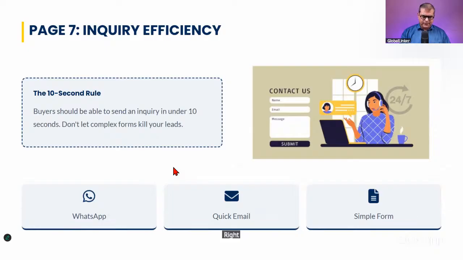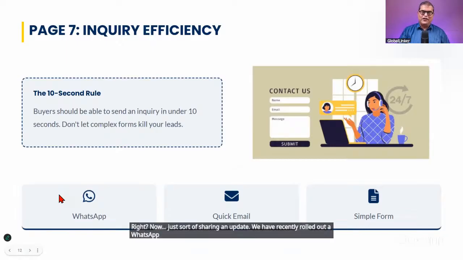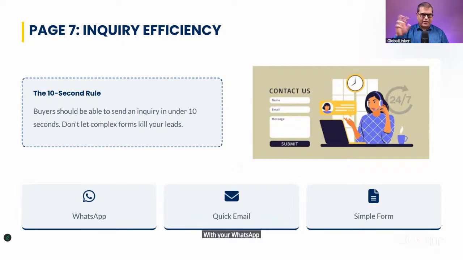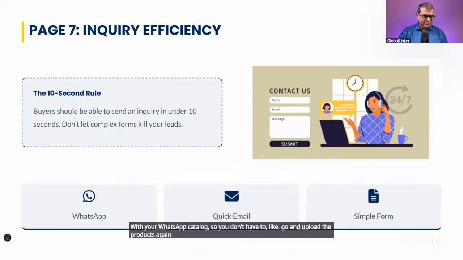Right now, just sharing an update, we have recently rolled out a WhatsApp catalog feature on Global Linker. So when you're creating a website on Global Linker, you can also auto sync your catalog. So whatever products you have on your website get auto synced with your WhatsApp catalog. So you don't have to go and upload the products again. And we are working on introducing a feature wherein people can send you inquiries.